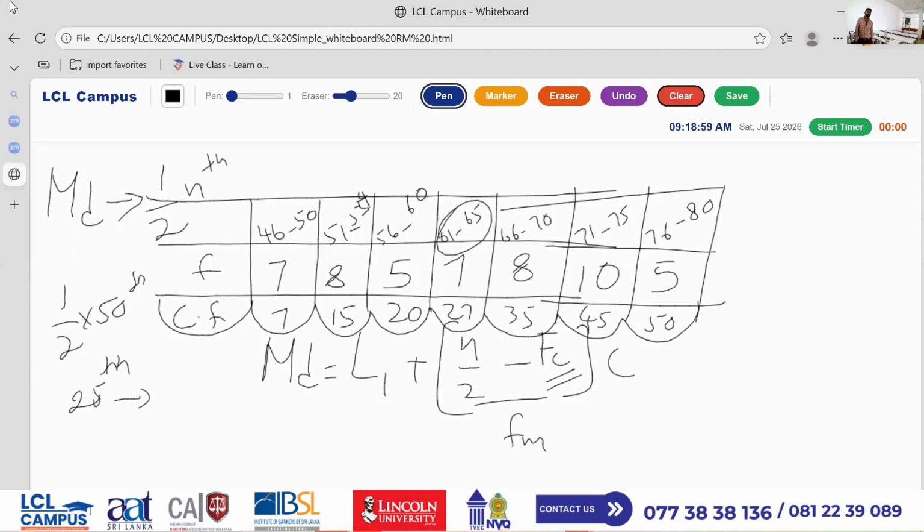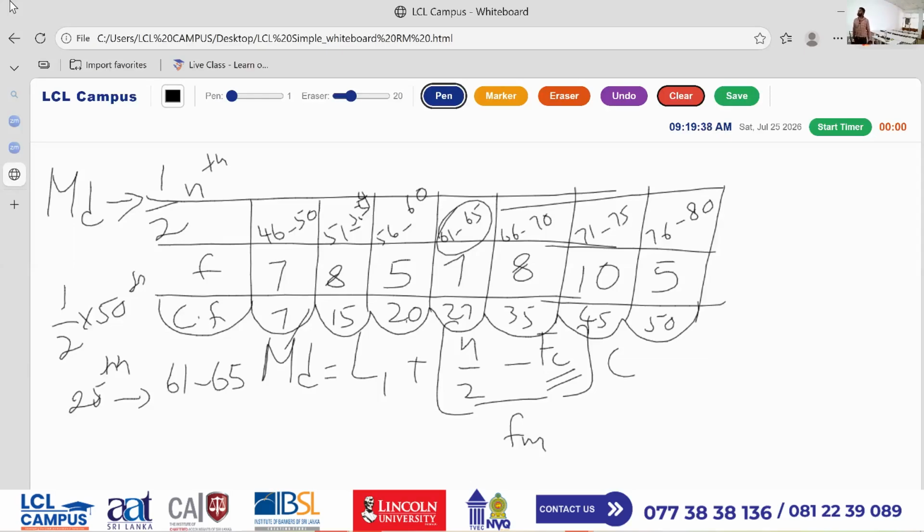What is the first class? 46 to 50. Up to the 7th is 46 to 50. Then the 8th to 15th is this one. The 16th to 20th is this. The 21st to 27th is this class. Understood now? Then the median class is 61 to 65. Right? Median class 61 to 65.